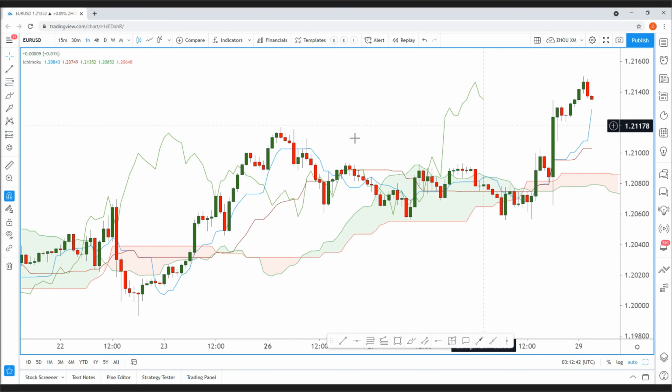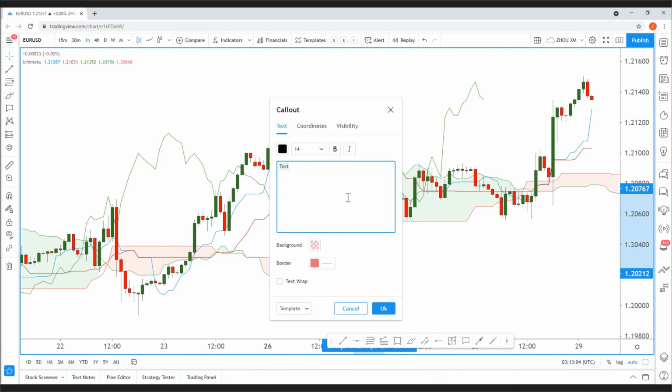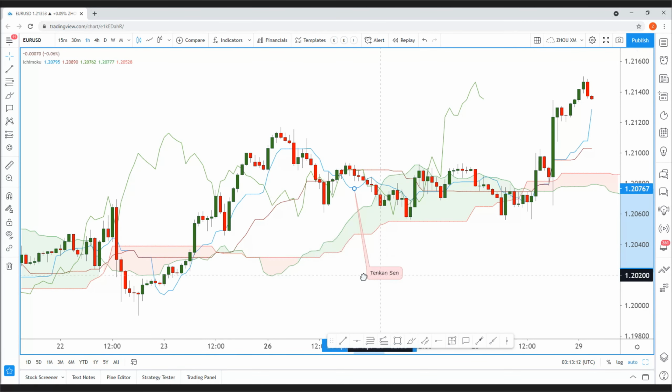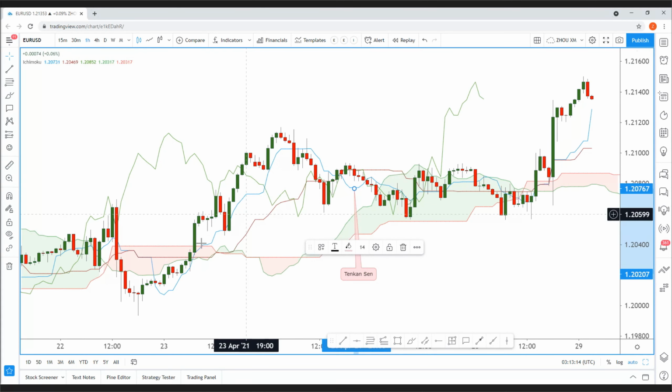So here we have our Ichimoku cloud. You can see there's a lot of components in it. So we have the Tenkan-sen, which is actually the blue line. I will label it as I go along, so I will use the call out. Let me just take away the magnet. You can see there's a blue line here, and this blue line is the Tenkan-sen.